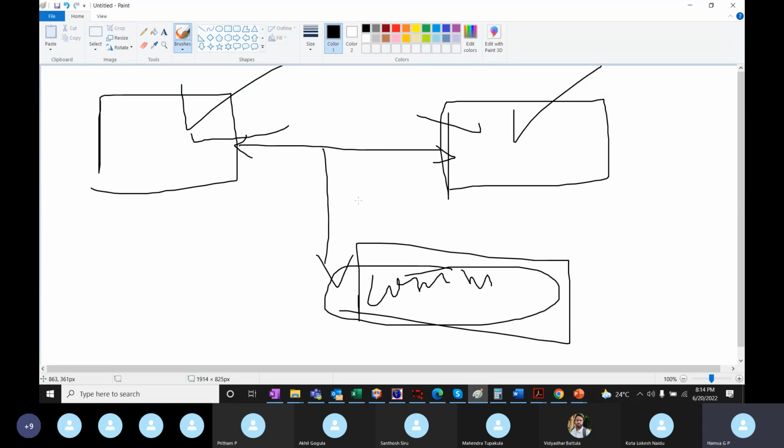Anybody know, other than the CAN protocol, what other protocols are available in the market? LIN, mesh.